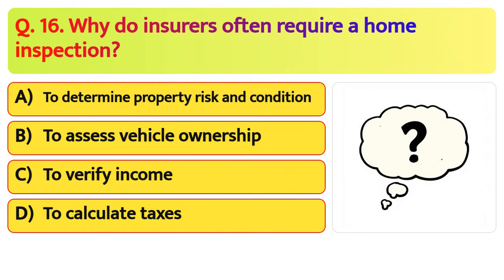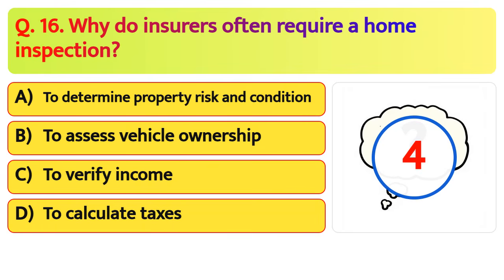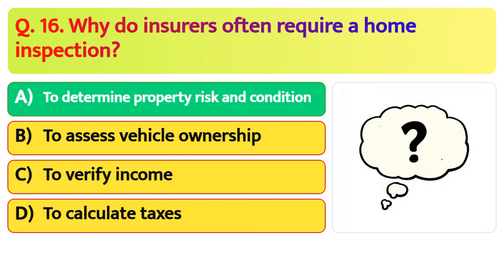Question 16. Why do insurers often require a home inspection? Option A. To determine property risk and condition. Option B. To assess vehicle ownership. Option C. To verify income. Option D. To calculate taxes. Correct option is to determine property risk and condition.